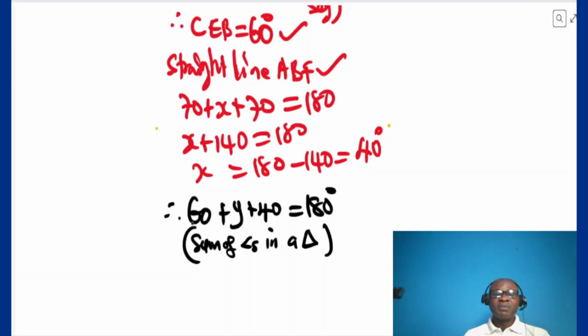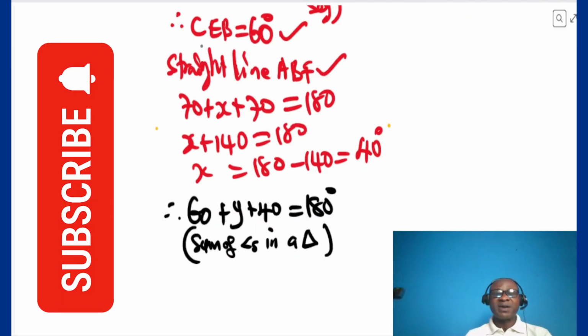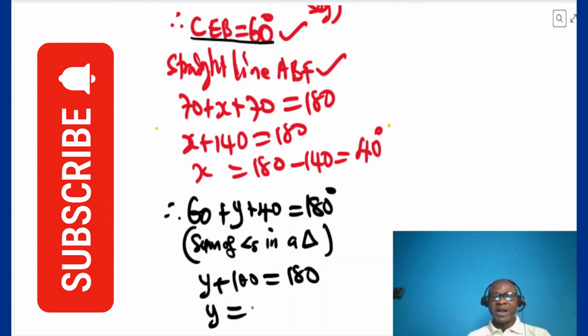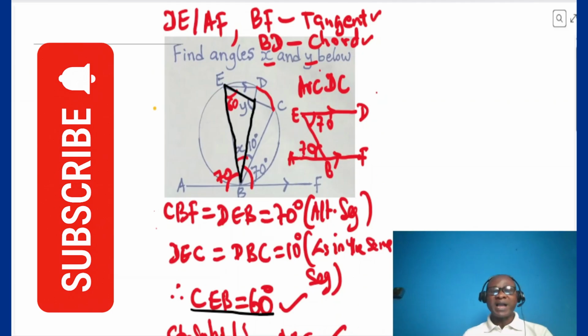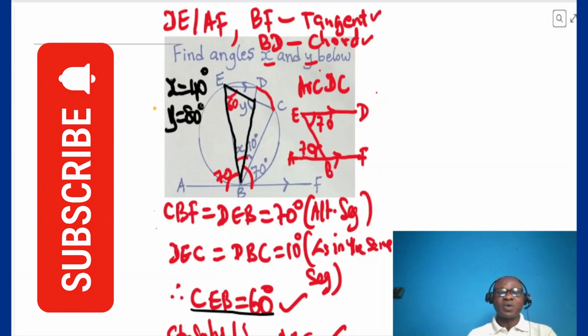Mind you, we have gotten 60. We have explained how we got 60 here. So I can now write Y plus 60 plus 40 will give me 100 is equal to 180, making the value of Y equal to 180 subtract 100, and that is going to give us 80 degrees. In conclusion to this question, we are done with what we are asked to do. And what is that? That we should find the value of X. And that value of X we have gotten to be 40 degrees with reasons backing it up. And then the value of Y also is equal to 80 degrees.